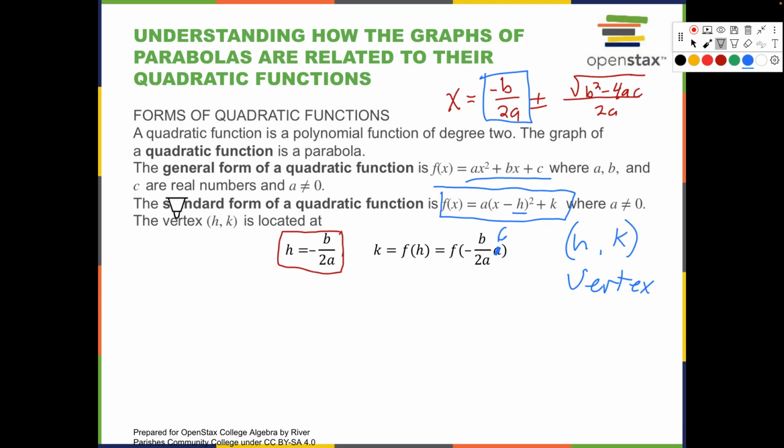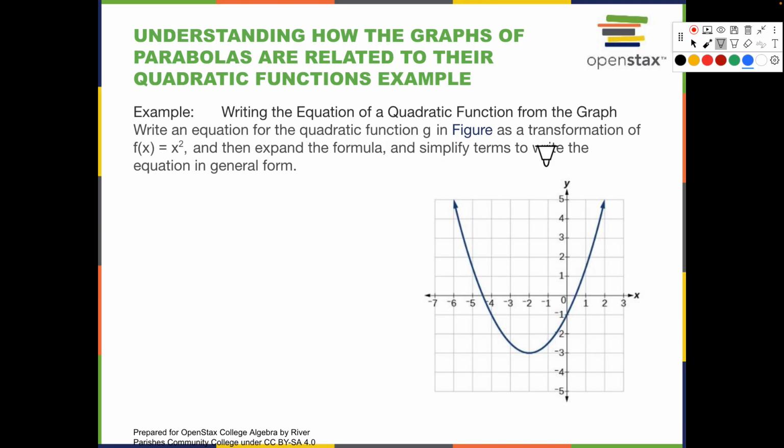Now they're calling it standard form here. I've also seen it called vertex form because it gives you the vertex. The general form is the one we typically use. But again, if you graph either one of these, you'll get the same graph if the same numbers are there. Okay, so let's see.